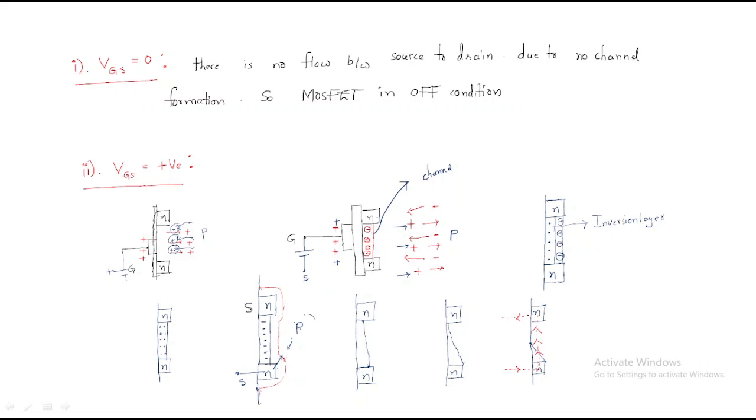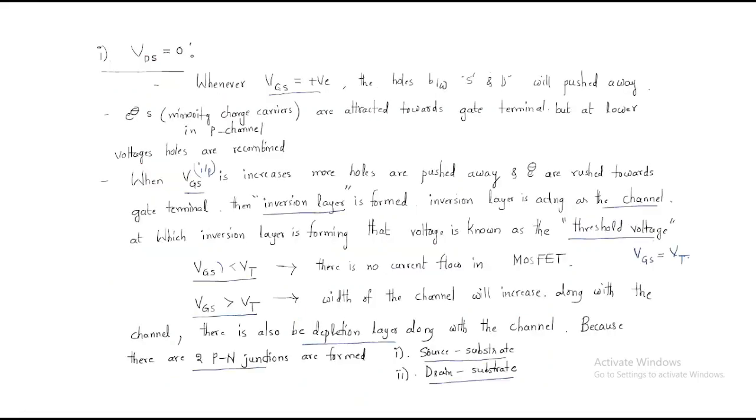Another is the drain. This terminal is the drain terminal, and we have a channel. So this is another PN junction that is formed. One is source and substrate, the other is drain and substrate.